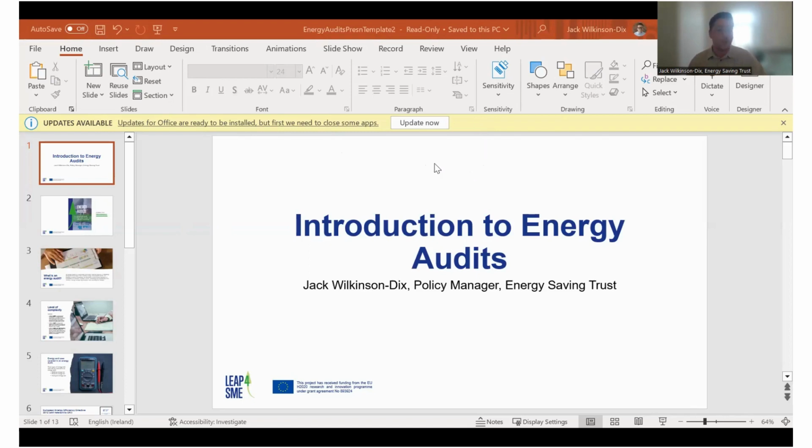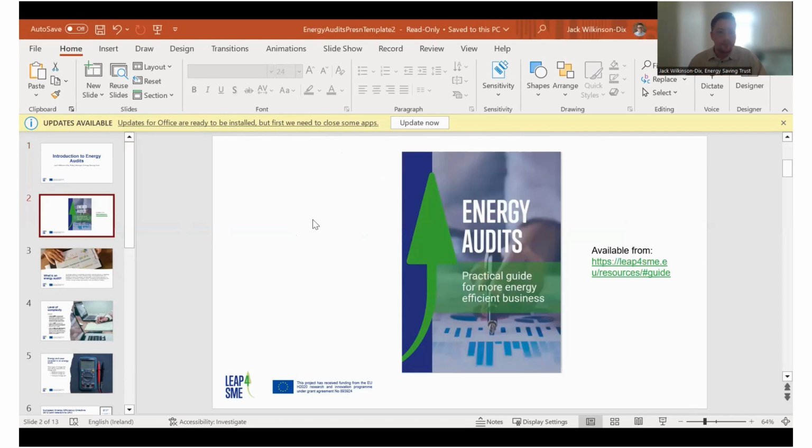the ways that they operate in practice. So before I start to talk about some of the ways that we categorize audits, I just wanted to point people to the report that I've brought up here and some of the resources that we have on the LEAP4SME website.